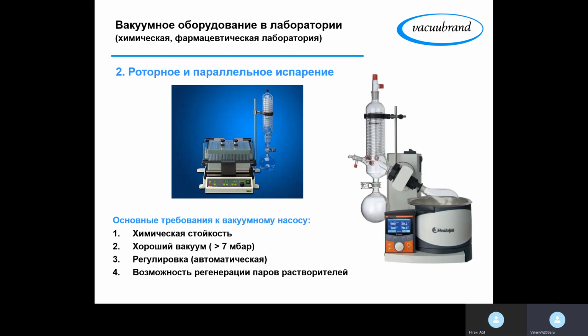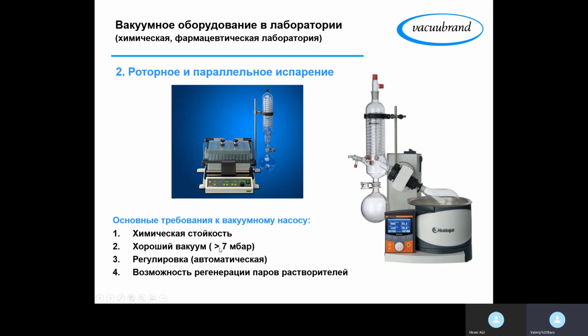Second application, again a very typical one, and again this is something that you manufacture. Well, I mean, not these units, but you manufacture rotary evaporators. So what kind of requirements do we have in this case for the vacuum pump? First of all, definitely, we need a chemically resistant pump. It is important for the same reason as for filtration, because we have the vapors of different kinds of solvents or substances. We need a relatively high vacuum.